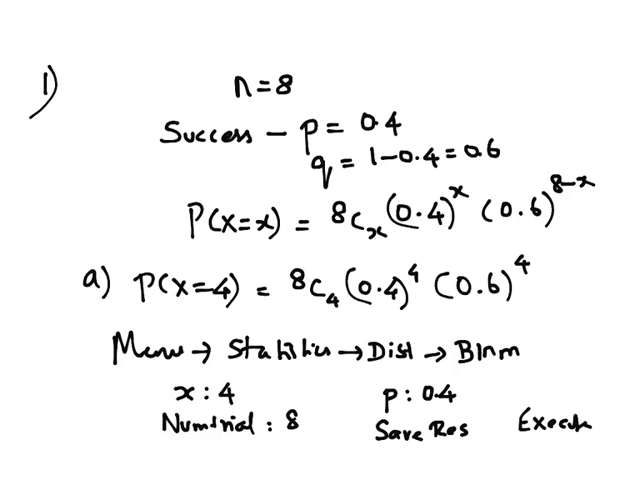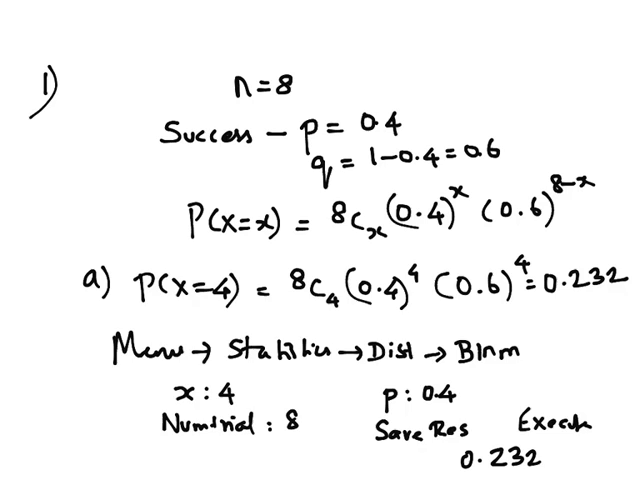You'll get 0.232 to 3 significant figures as the answer. So the probability of X equal to 4, that means exactly 4 voters favoring the environment party, is 0.232. Okay, so this is how you find it.